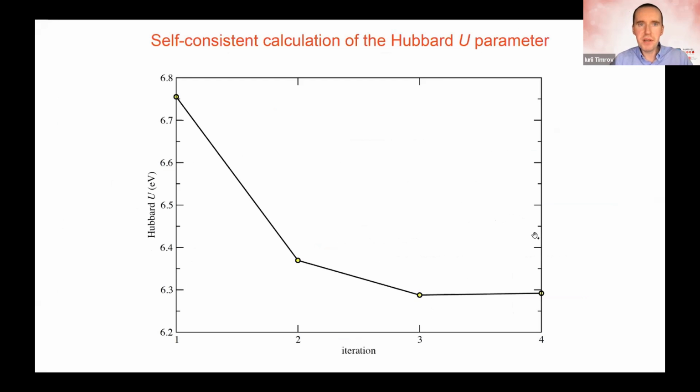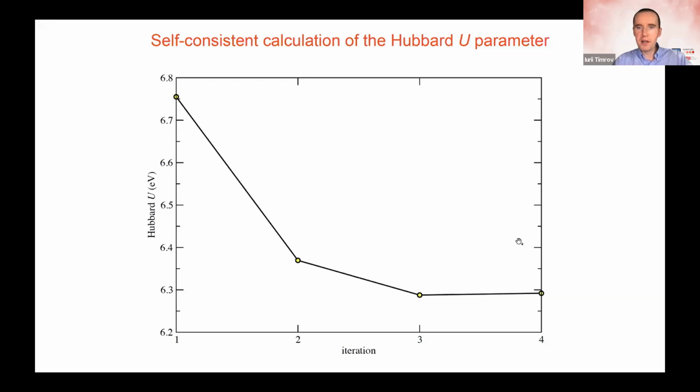And then you can plot this kind of figure, where on the y-axis you have the value of the Hubbard U parameter for cobalt 3D states. And on the x-axis, we have the iteration number. So we see first we computed U, which was 6.76. Then after VC relax and recalculation of the ground state, it dropped down to 6.37, more or less. Then from the second iteration to the third, the change is much smaller than from first to second. And finally, after the third iteration, it doesn't change almost anything. So we really reach self-consistency.